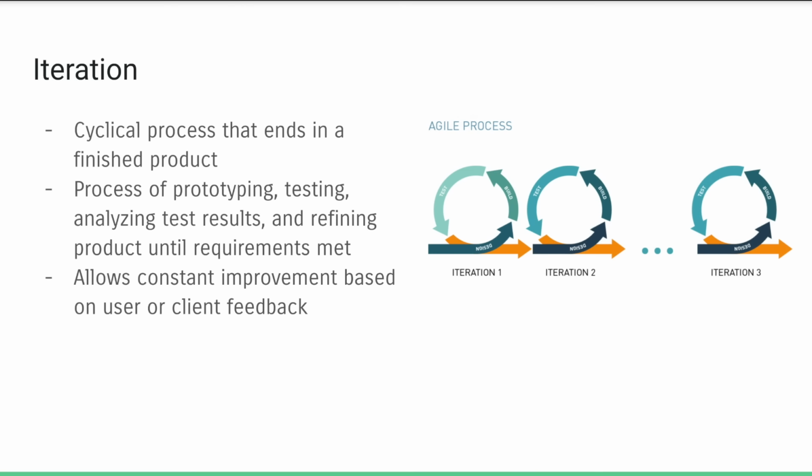Now, the term iteration actually comes from loops. So if you've done topic 4, you know that a loop just means repeating a process over and over again until we meet some end condition. That's kind of the same thing that iteration is, just in terms of software development.